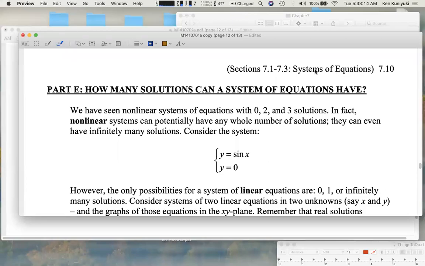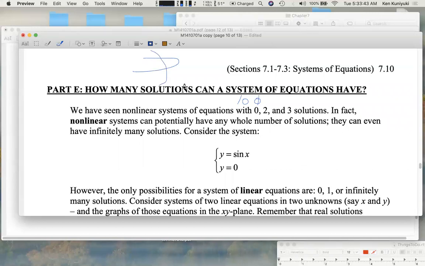Hi, everyone. So how many solutions can a system of equations have? We've seen nonlinear systems with zero solutions, where the empty set was the solution. Remember the circle and the line? Remember that problem? We had the empty set as our solution set. Okay. We've seen two solutions, like the two parabolas, right?